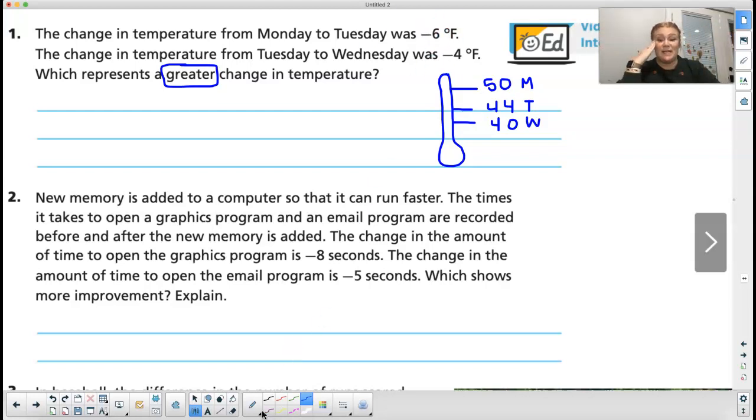So we want to think about this in absolute value. So this had a change of 6 degrees. This had a change of 4 degrees. So even though on a number line, -6 is farther to the left, as an absolute value, it's actually more. There was a bigger change to get from 50 to 44 than there was from 44 to 40. So thinking of it as an absolute value can help us decide which one is bigger.